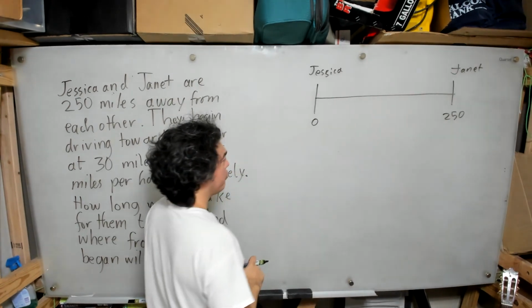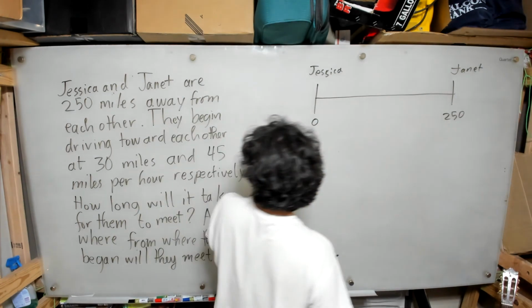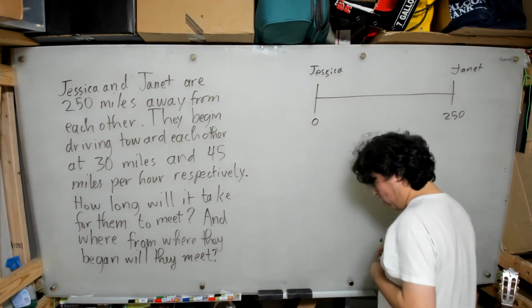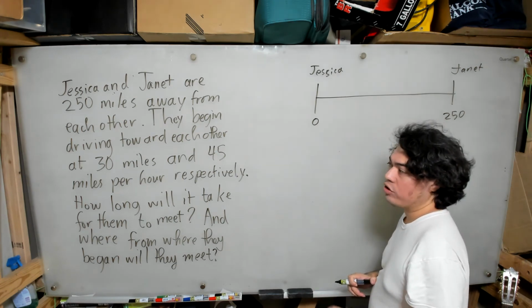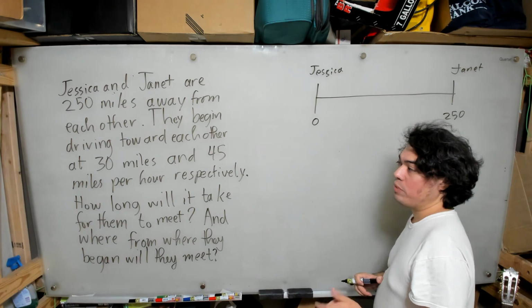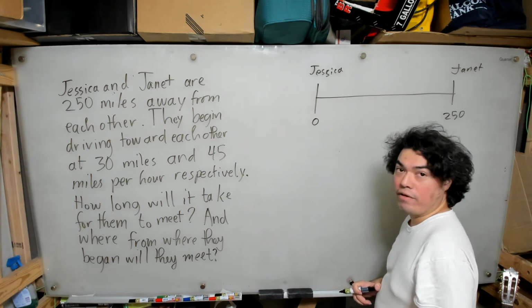So now we can look at this problem again. Once we've drawn a picture, we can look at it again. They begin driving toward each other at 30 miles and 45 miles respectively. So Jessica's going to be driving at 30, Janet's going to be driving at 45 miles an hour.